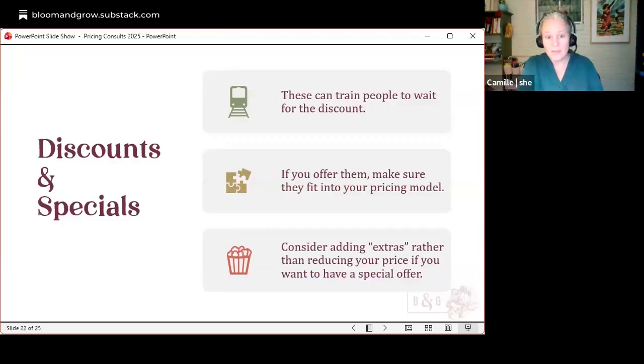If you do have them, make sure that you account for them in your pricing model. So if you're like, okay, I'm going to have a Black Friday sale every year and put my services on 50% off, great, but make sure that that still works in the way you've configured how much money you're making and that sort of thing.